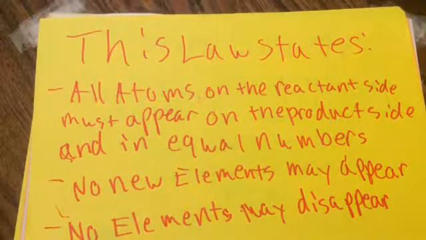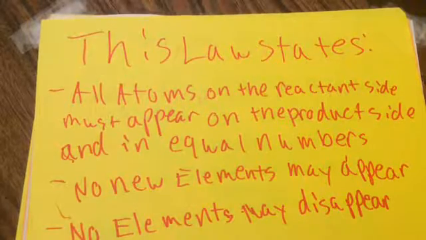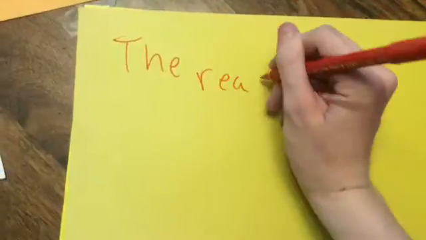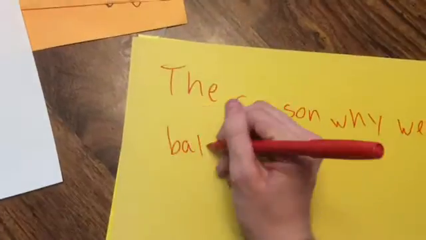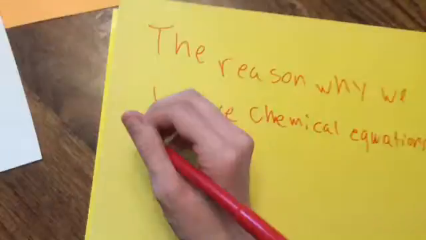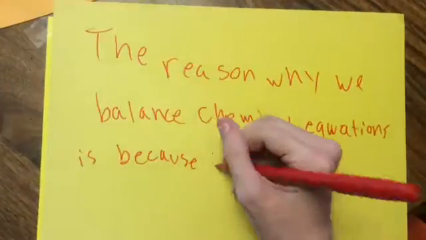So, the reason why we need to balance chemical equations is because it needs to follow the law of conservation of mass.